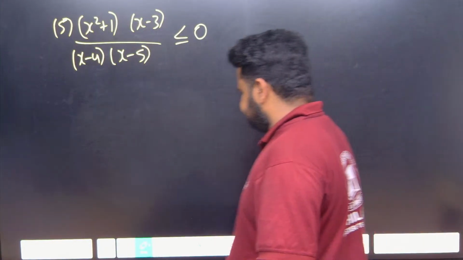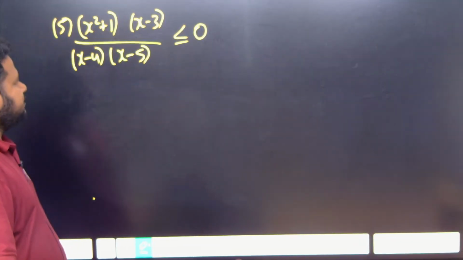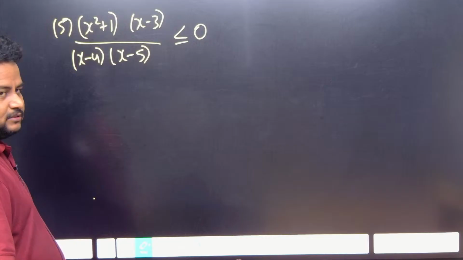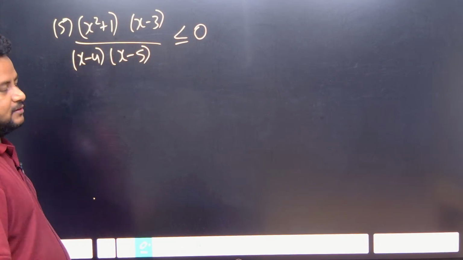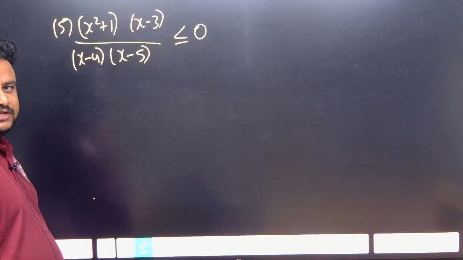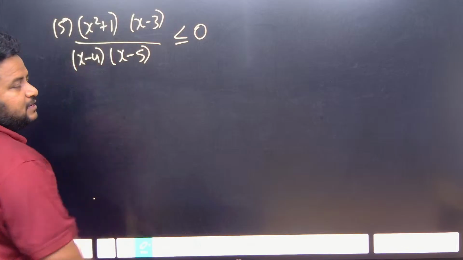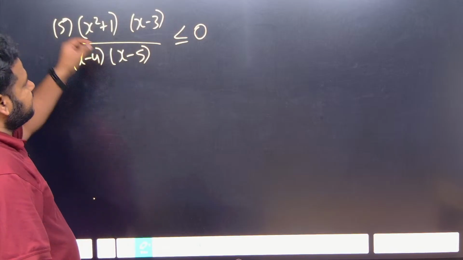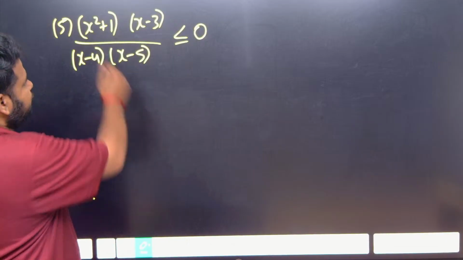Now look at this question. So first we have to bring it in the form of its factors. x square plus 1, if I equate to 0, I will have x square equal to minus 1, which is not factorizable. So this is not factorizable, and also x square plus 1 is always positive, so I have to ignore this value.